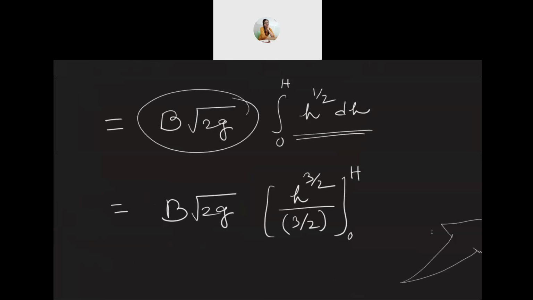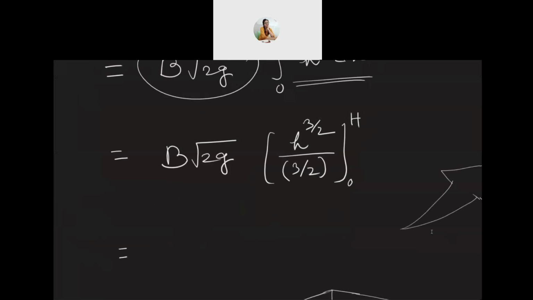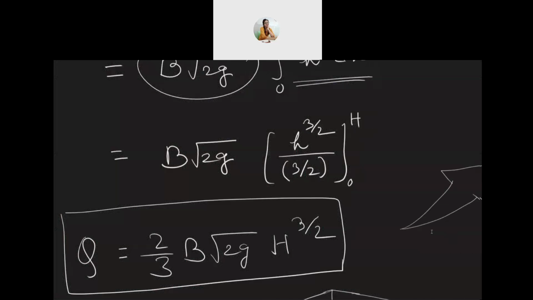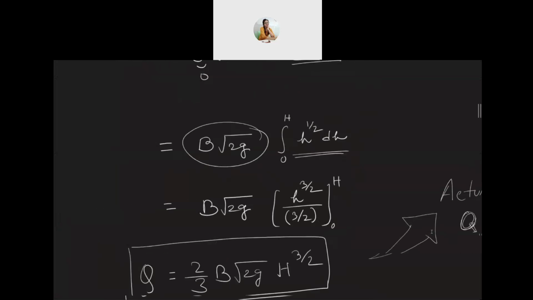And finally, the expression becomes 2 by 3 multiplied by B root over 2g and multiplied by capital H raised to the power of 3 by 2. So that is the discharge over a rectangular notch, given that the head of water available is capital H.